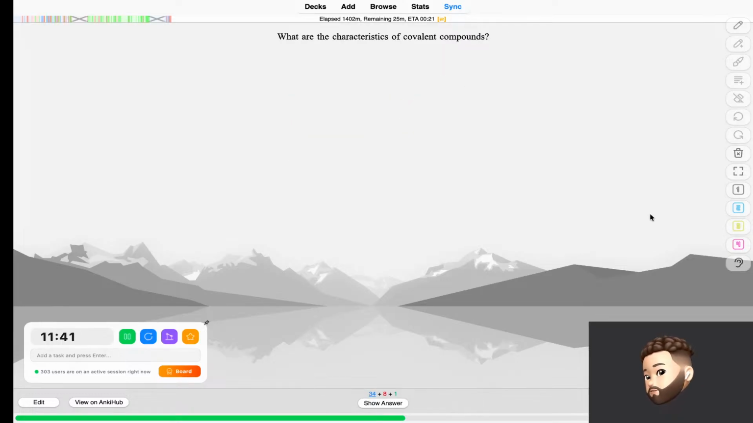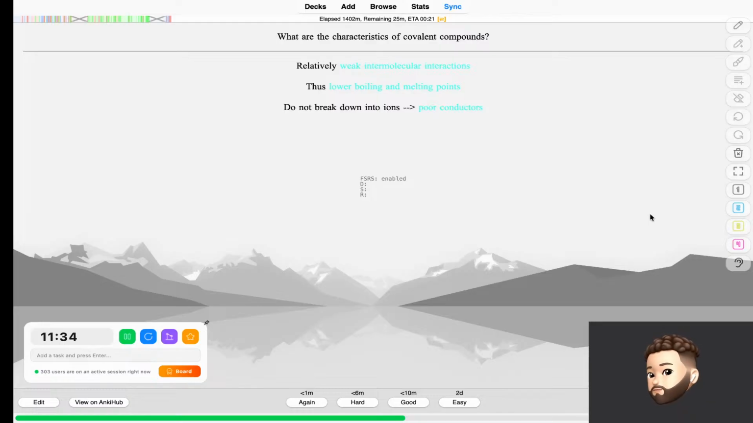What are the characteristics of covalent compounds? Relatively weak intermolecular interactions, lower boiling and melting points, and they don't break out into ions.